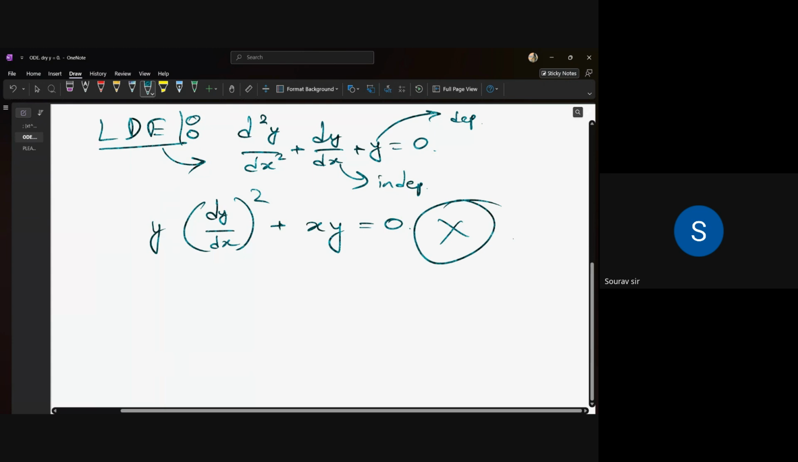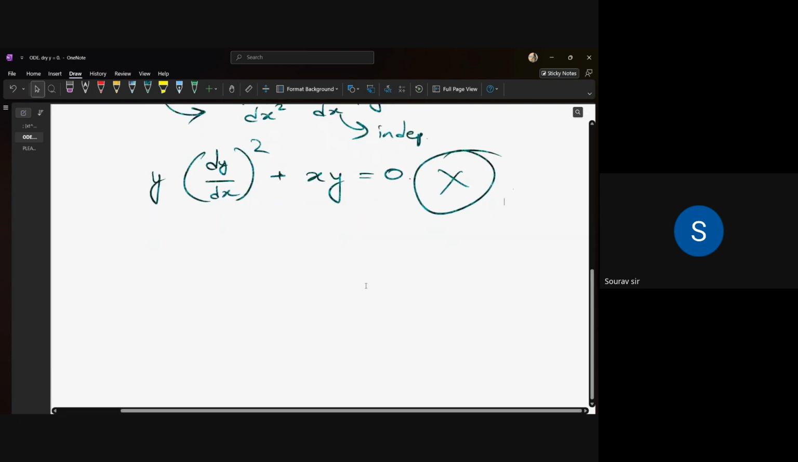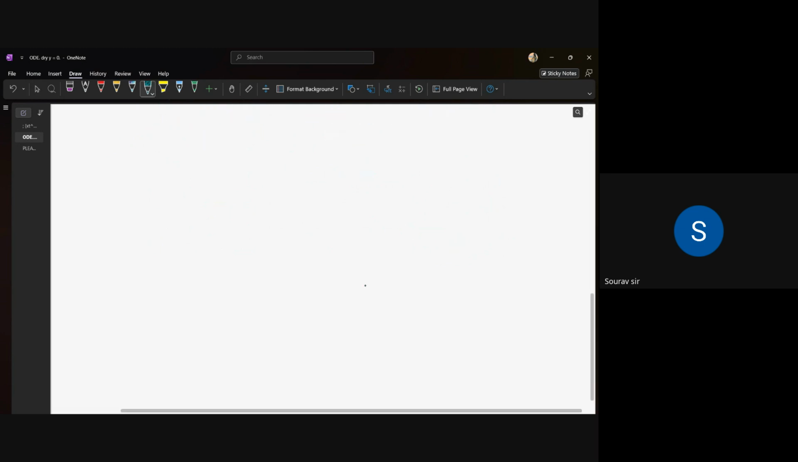Now let us move toward the solution of a differential equation. Any relation between the dependent and independent variables which, when substituted in the differential equation, reduces it to an identity is called a solution of the differential equation. Let us take a very basic equation and see how we can think about it. Let us take dy by dx equals 2y.